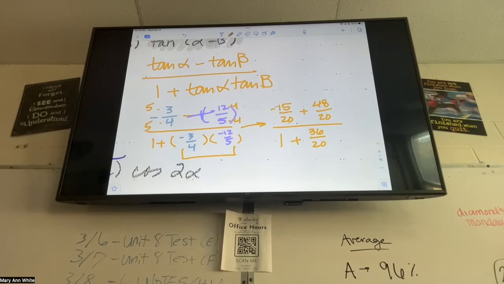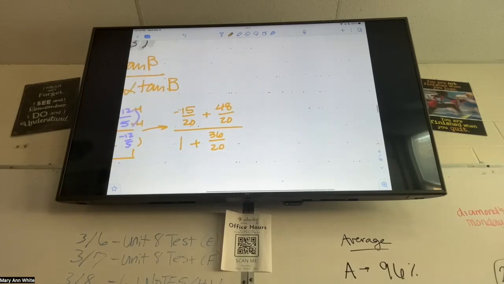You guys are doing great. I'm just gonna keep simplifying this. I'm gonna add my fractions together. The bottom, you might need to make that 120 over 20 so that you can have something to add together. So I get 48 minus 15 is 33. Okay, 33 over 20 divided by 56 over 20.